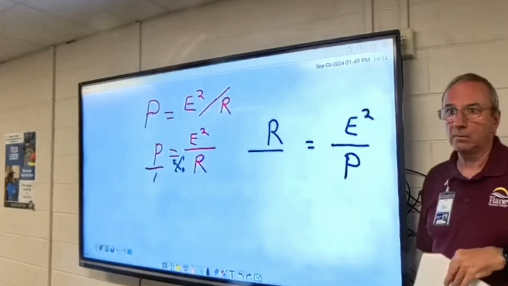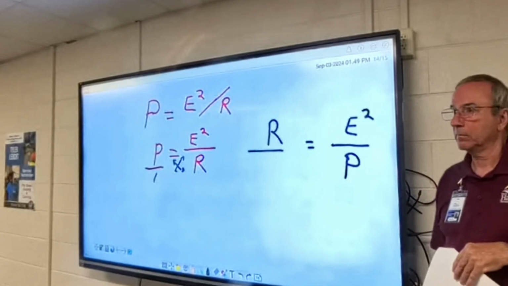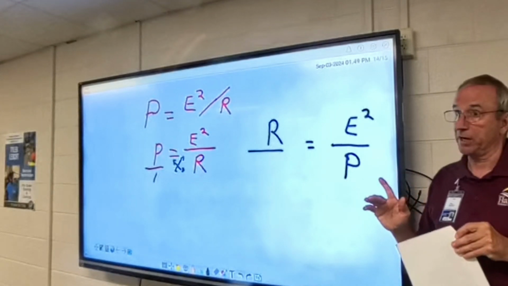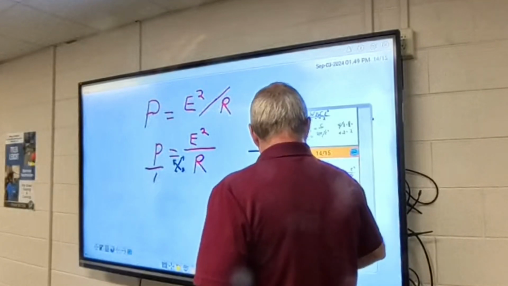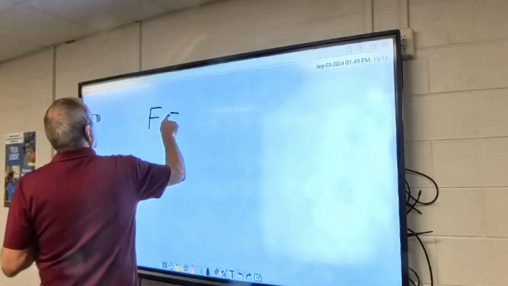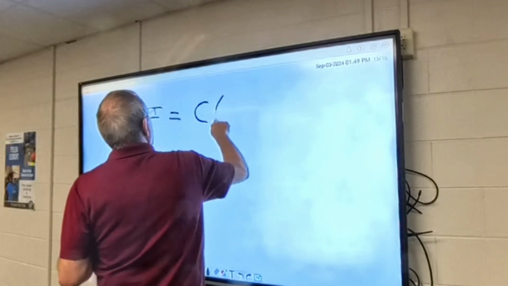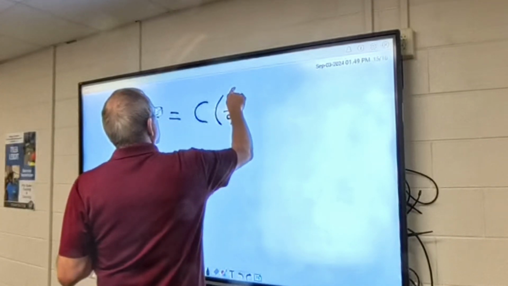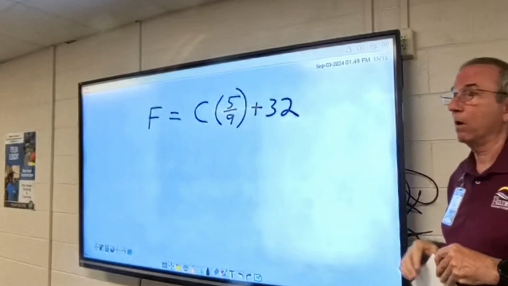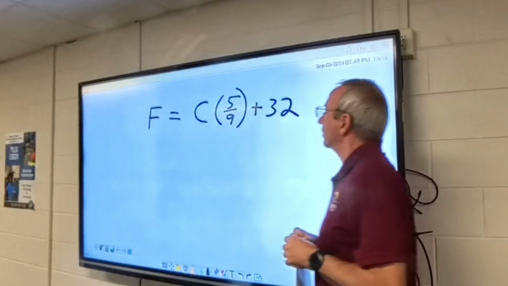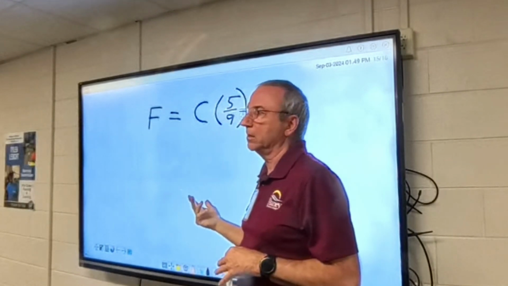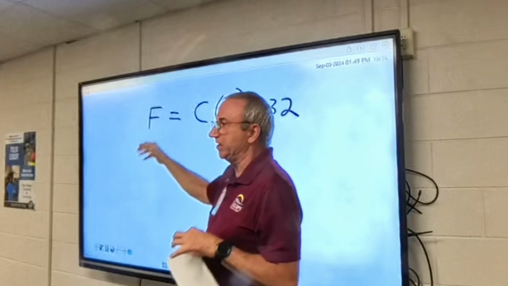Can you do another one? I've got one a little bit more complicated, but it's the same thing. That wouldn't be bad. You remember, we said the formula for Fahrenheit was C times 5/9 plus 32. What if they were giving us the Fahrenheit? They're always giving us the Fahrenheit, we want C. So can we change this formula where C equals something?